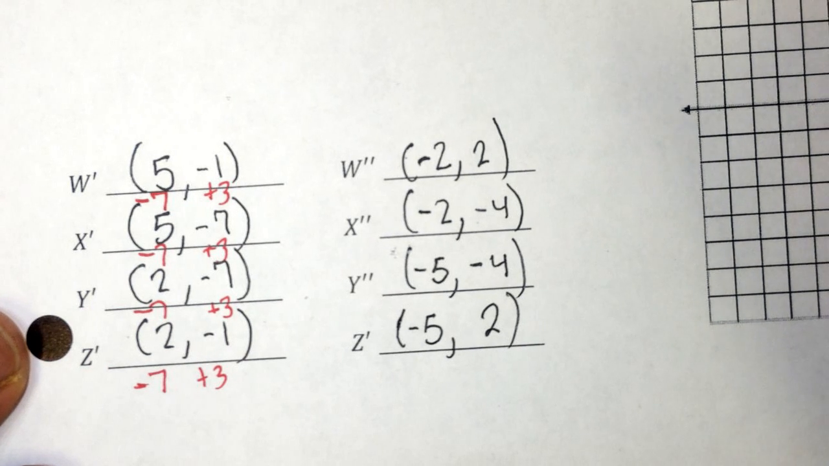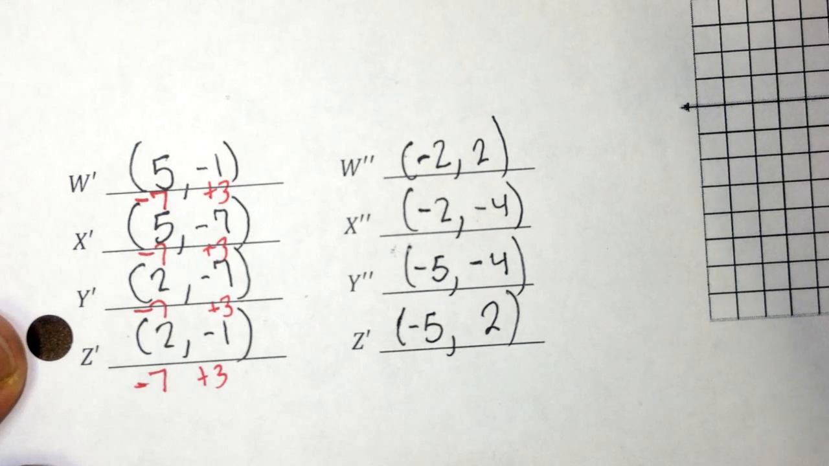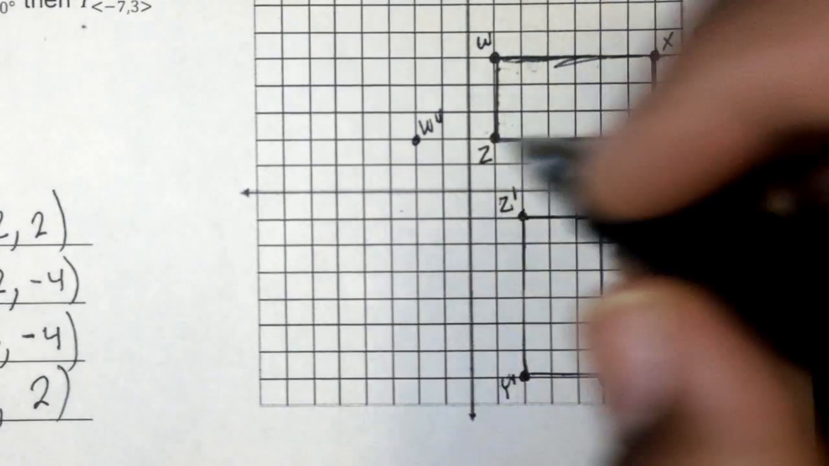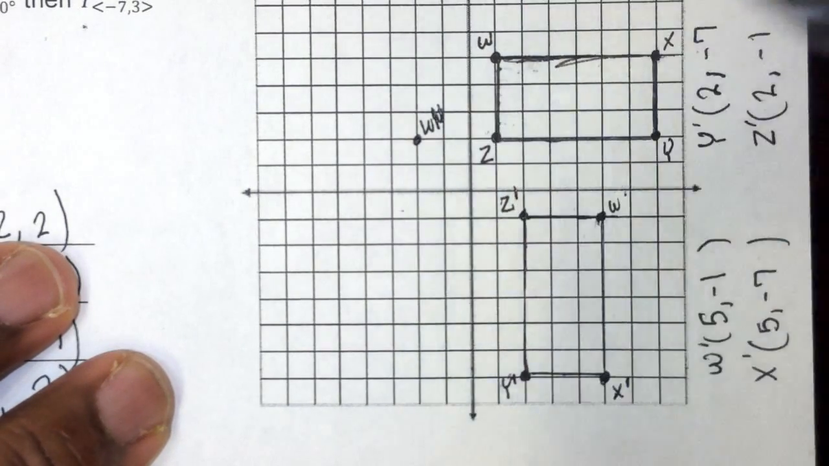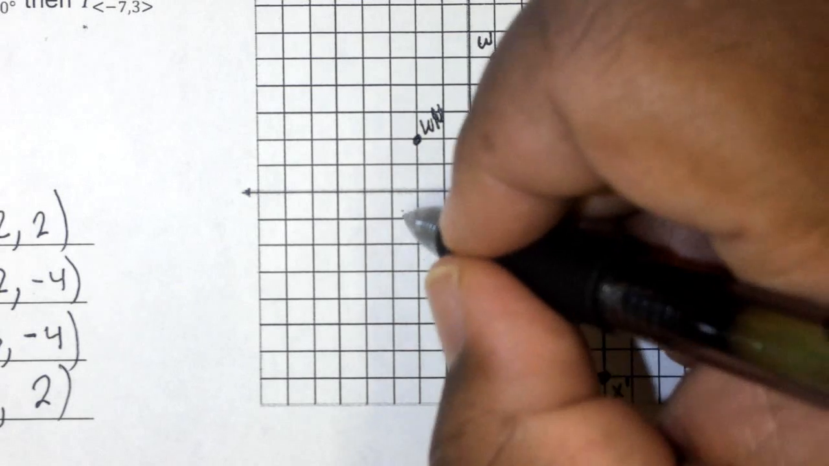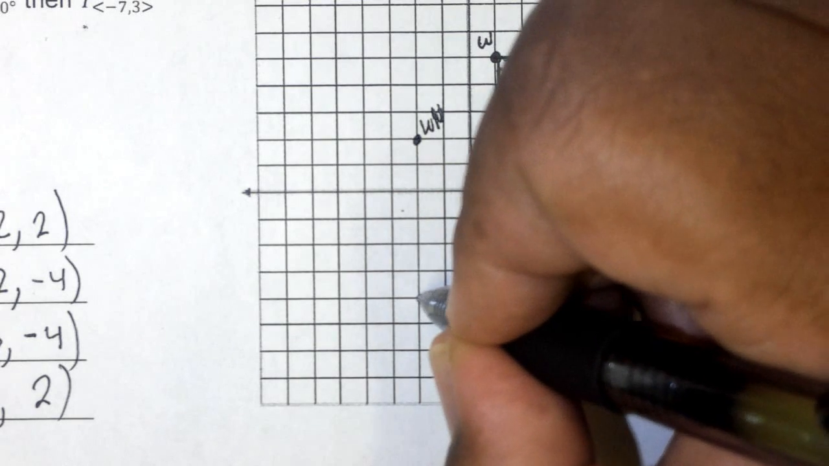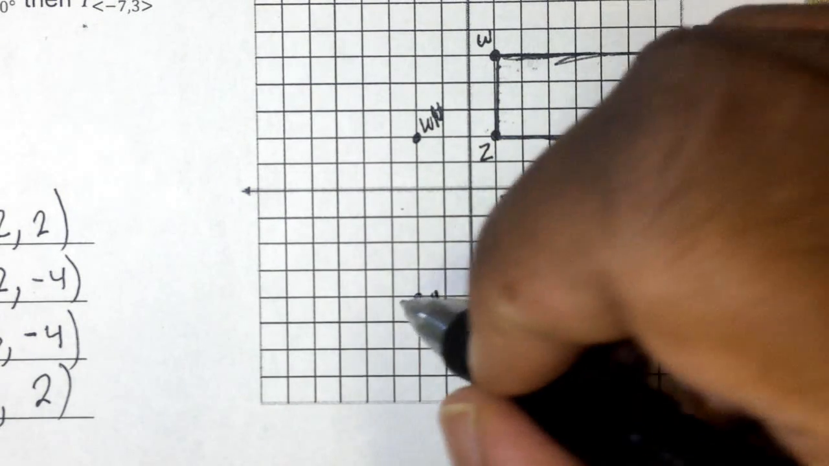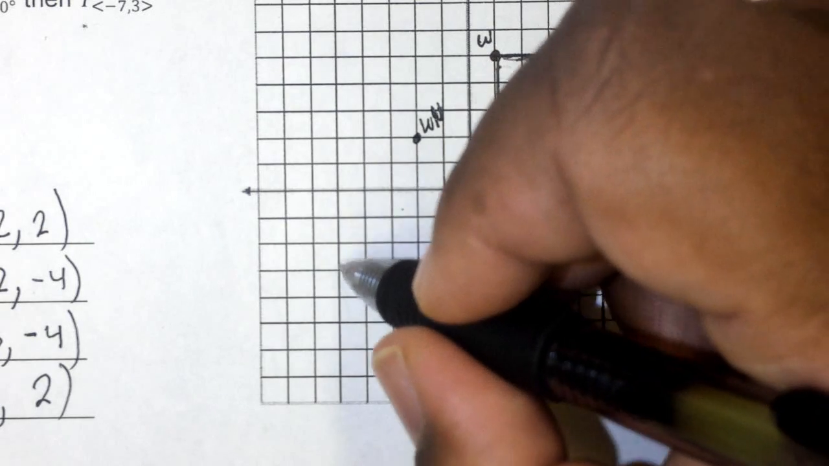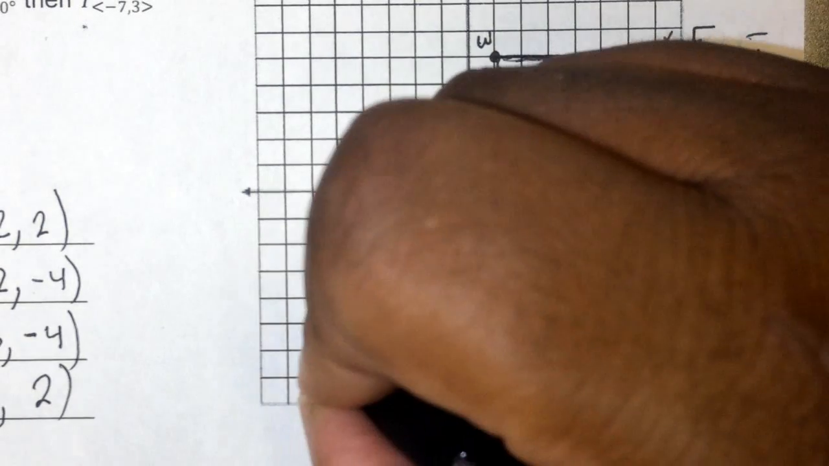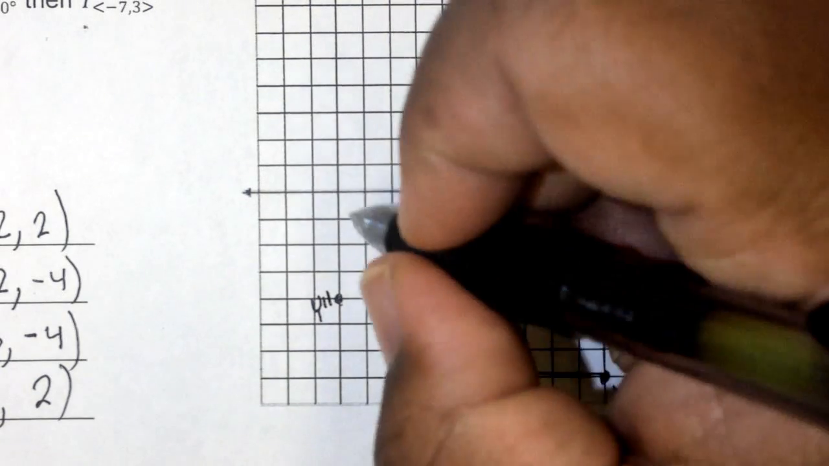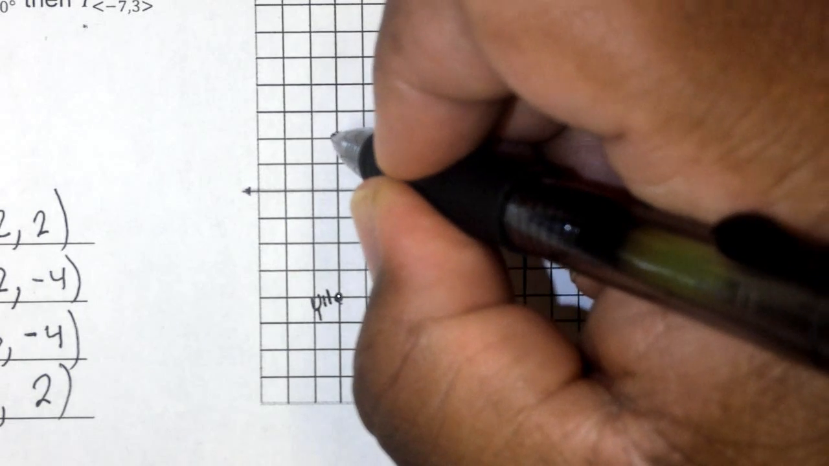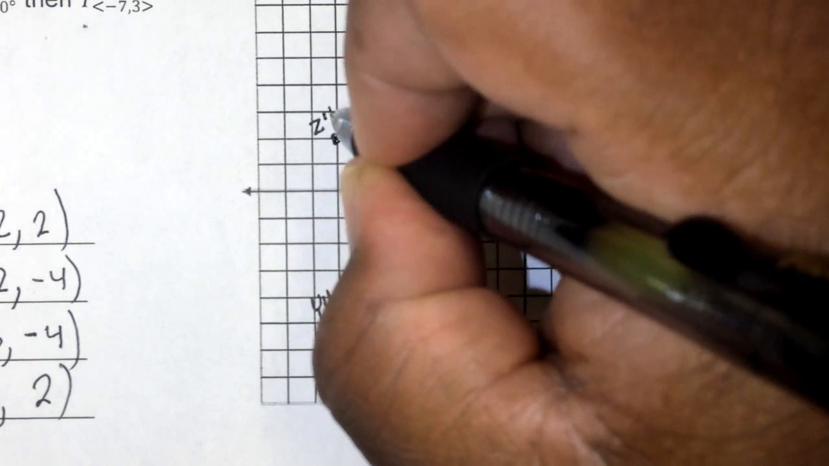So -2, up 2. That's W prime, double prime for me. My bad. Let me show you graphing. That's W double prime. X is at -2, -4, which is X double prime. Y would be at -5, -4. Y double prime. Z would be at -5, up 2. This is Z double prime.